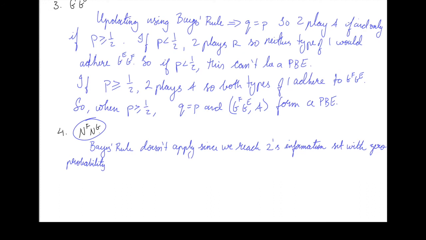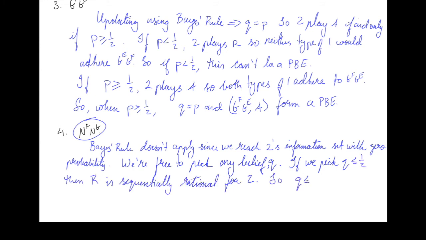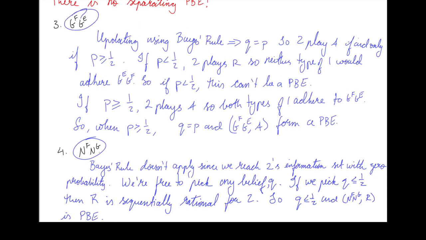When you can't apply Bayes' rule, you can pick whatever belief you want. So any belief Q is fine. If we pick some Q less than or equal to a half, then we know that R is sequentially rational for player 2. So Q less than or equal to a half and NF, NE along with R is a perfect Bayesian equilibrium. So we've then found that there's an equilibrium where both types of player 1 give, and there's a perfect Bayesian equilibrium where neither type of player 1 gives. So there are two pooling equilibria and there are no separating equilibria.